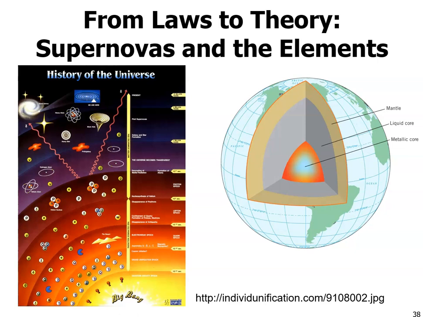So we have this periodic table with all of these different elements. Where do these all come from? How do they get made? What is happening? Well, really where a lot of this has to happen is in the center of stars.